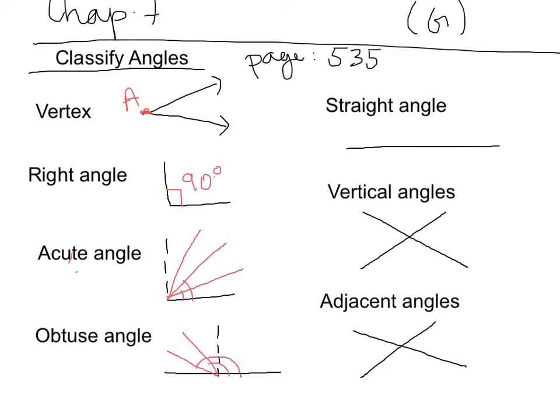A straight angle is an angle that's equal to 180 degrees, and it's usually a straight line. So this angle is 180 degrees, or a straight angle.